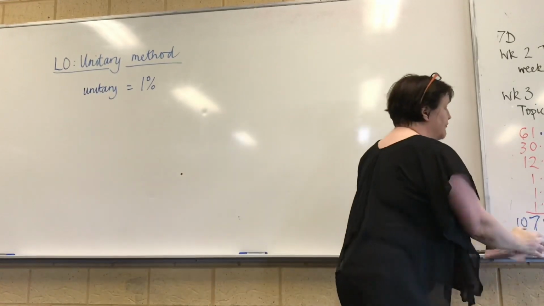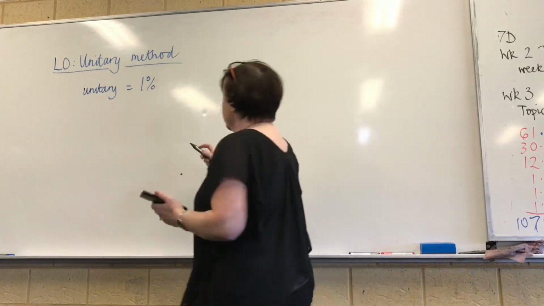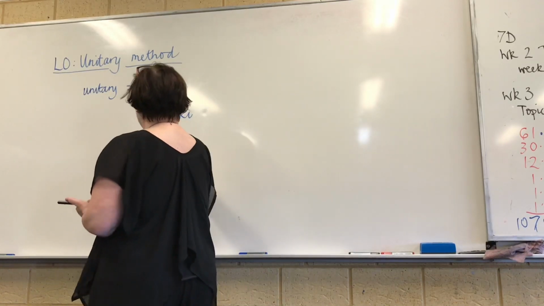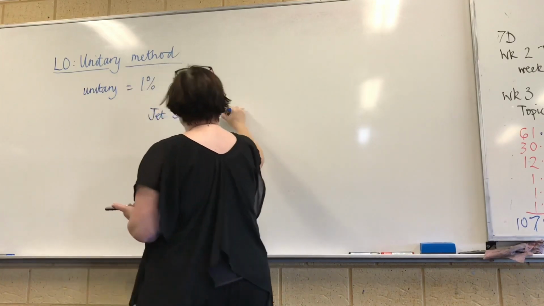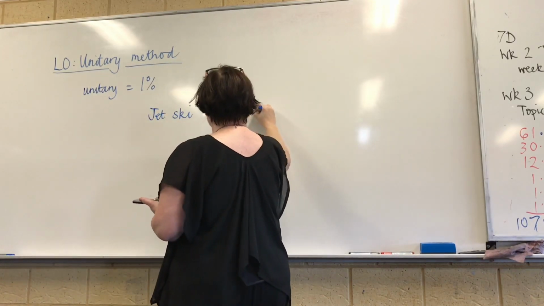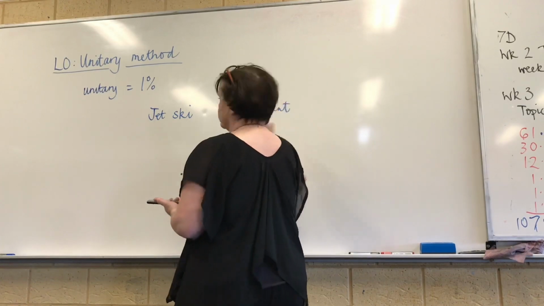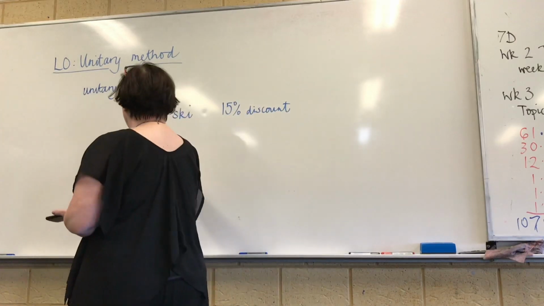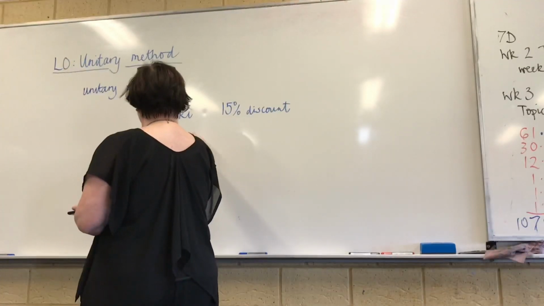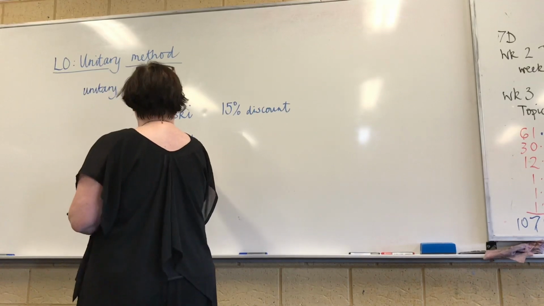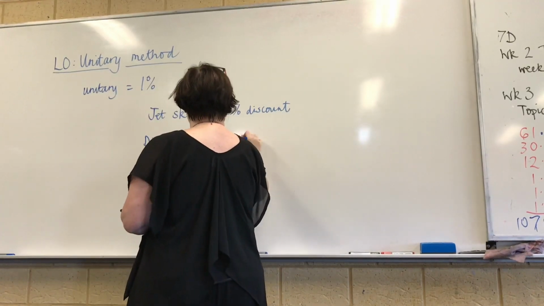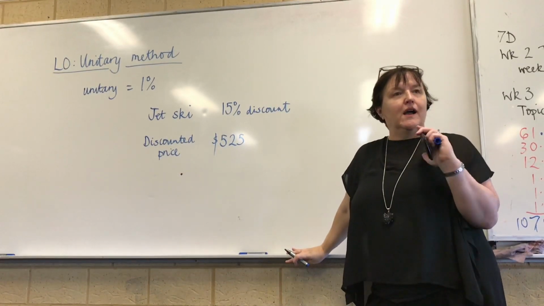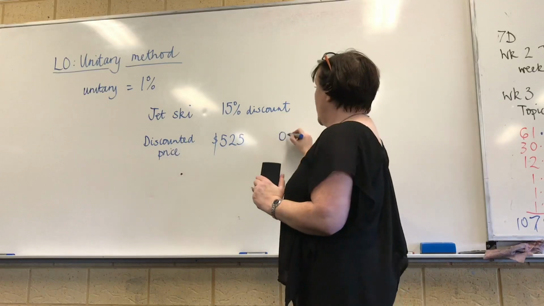So this is used for discount questions. Let's say that we've got a jet ski, and it's being sold at a 15% discount. This jet ski is being sold at a 15% discount, and the discounted price is $525. And the question is, what was the original price?